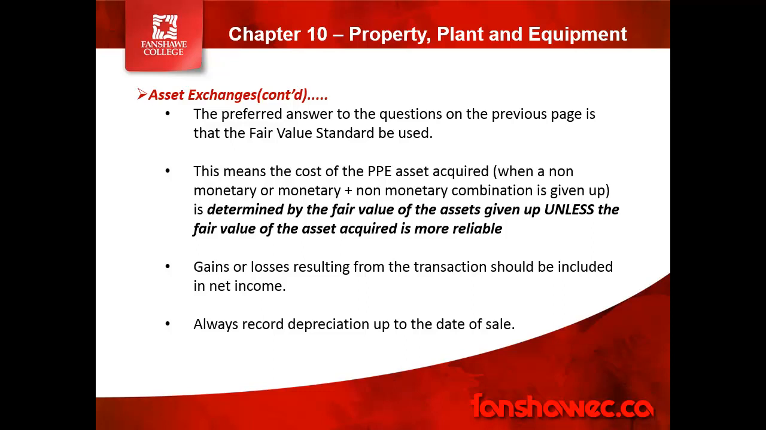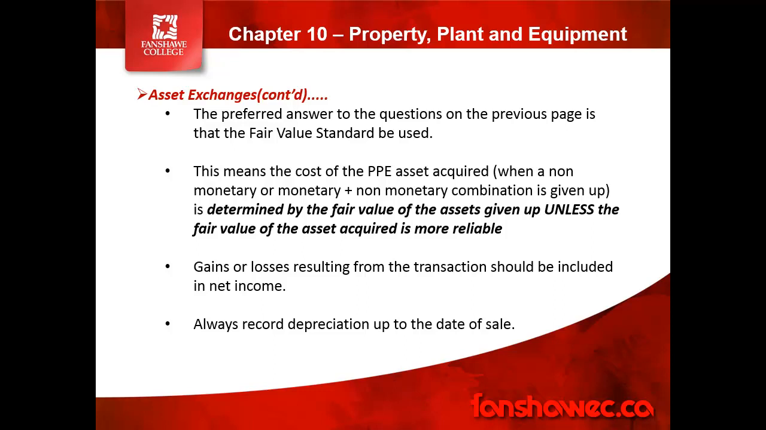Now, to answer the first question, what should we set the new asset up for on our books? Well, the preferred answer is that we need to use something called the fair value standard. What that means is we want to set that new asset up at the fair value of what we gave up. So if I traded away a pickup truck and got back a piece of equipment, I would be looking to debit that new piece of equipment for the fair value of the pickup truck that I gave away. That's my primary option. That's option number one.